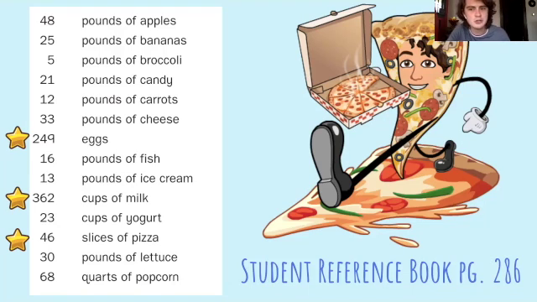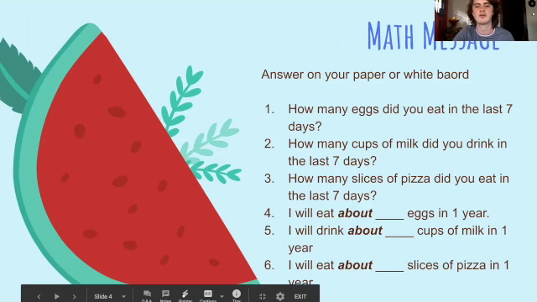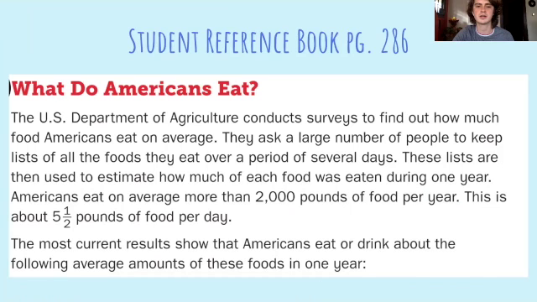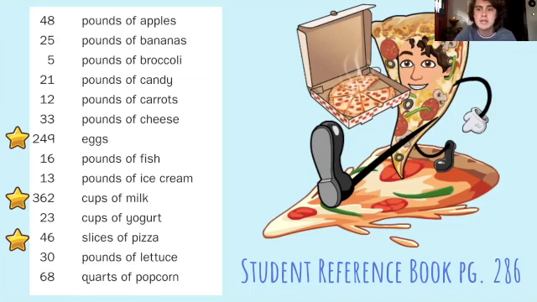So I just want to think, how do the numbers that we guessed with our math message, when we answered 4, 5, and 6, how do those 3 numbers compare to our starred numbers right here? We can have a little class discussion about who we think eats the most pizza, or who we think eats the most fish, or who eats the least amount of eggs. We could have a quick class discussion about that.